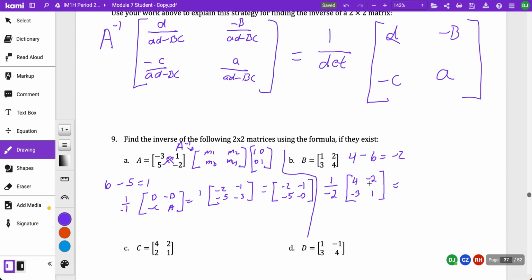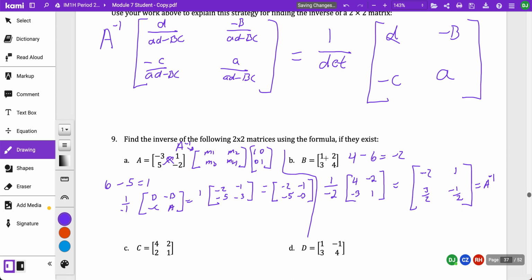And so negative 1/2 of 4 is negative 2. 1/2 of negative 2 is positive 1. Negative times negative is a positive, and 3 times a half is 3 over 2. And negative 1/2 of 1 is negative 1/2. So right there, guys, we just quickly and efficiently solved for the multiplicative inverse of the matrix.